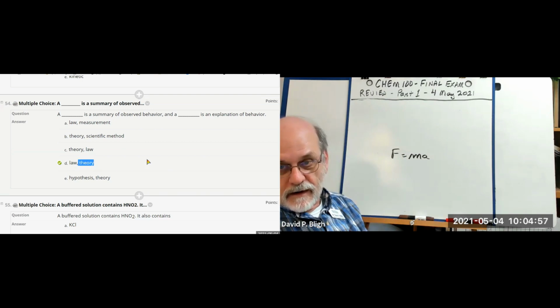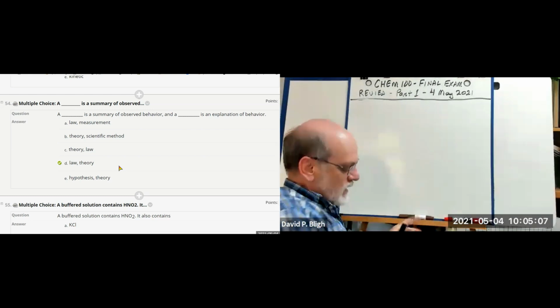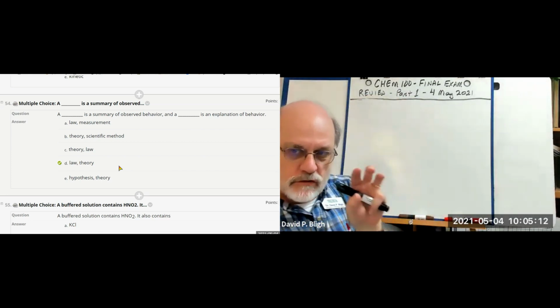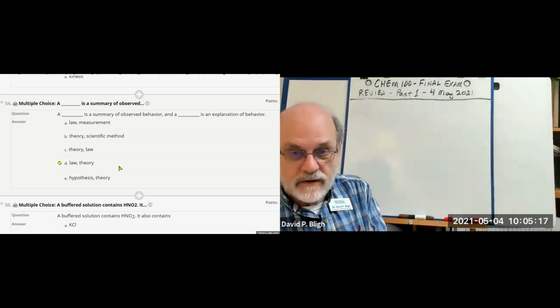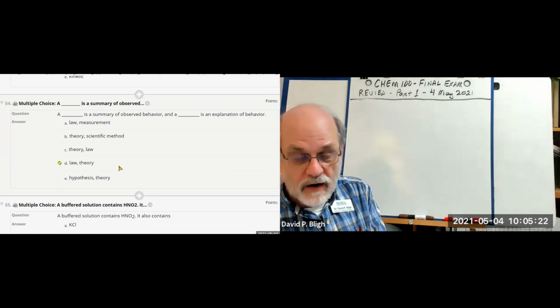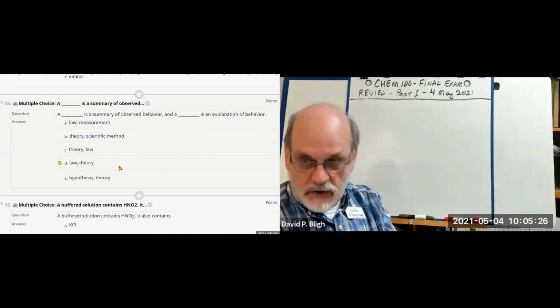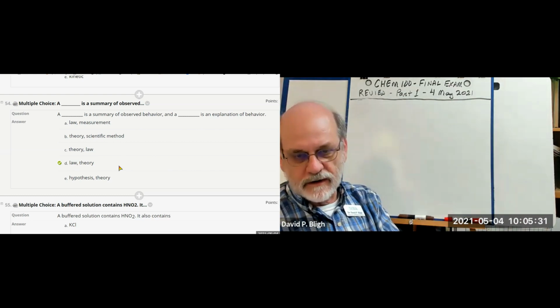Here. A theory is an explanation of behavior. When you can get it, a theory is better. The reason being that with a theory, if you tweak one of the parameters of a theory, you might get a different behavior. But if you tweak one of the behavior parameters for a law, you still get the same law. It doesn't change. So you can go farther afield with theories than you can with laws.